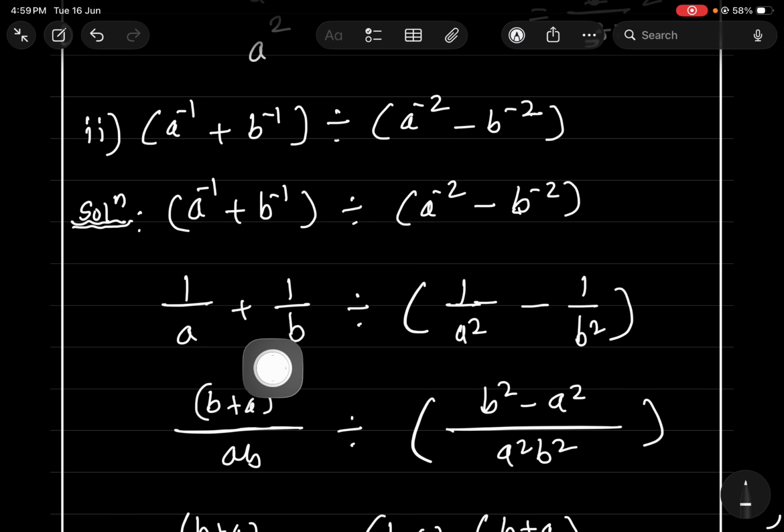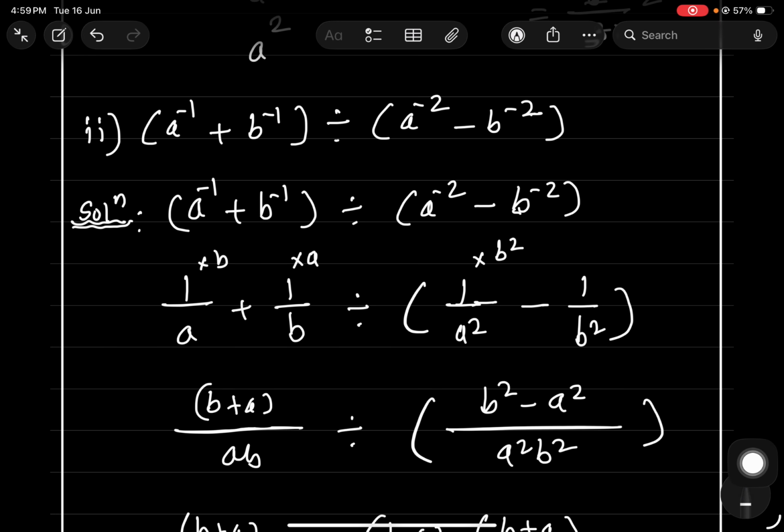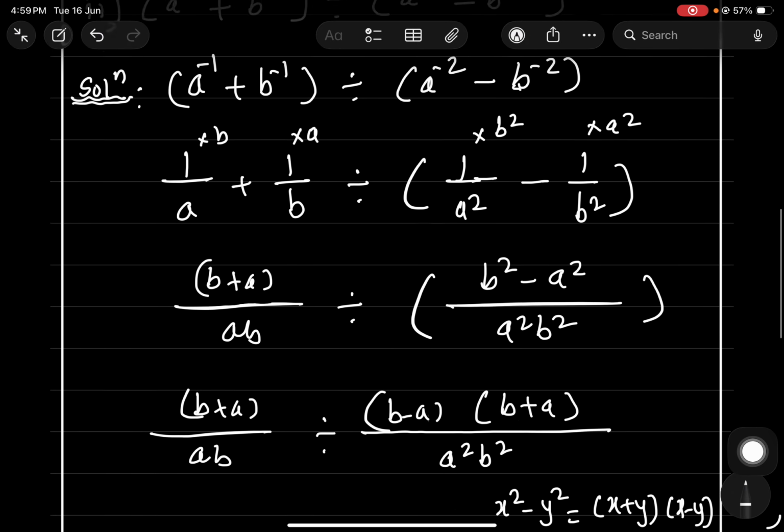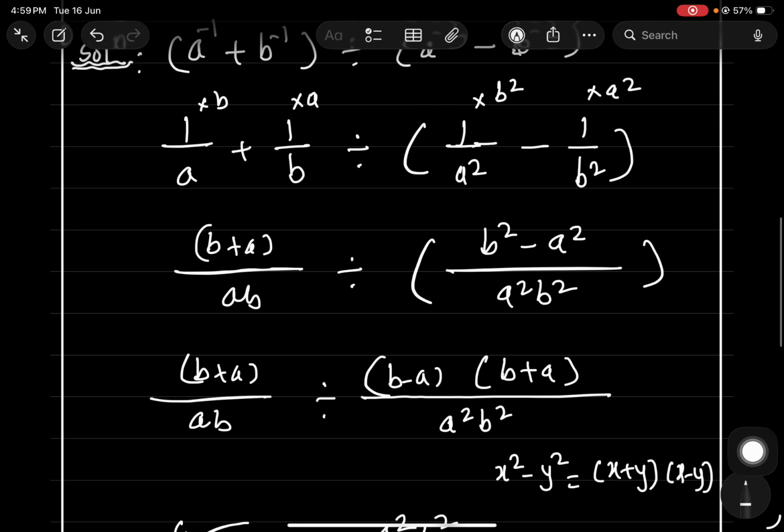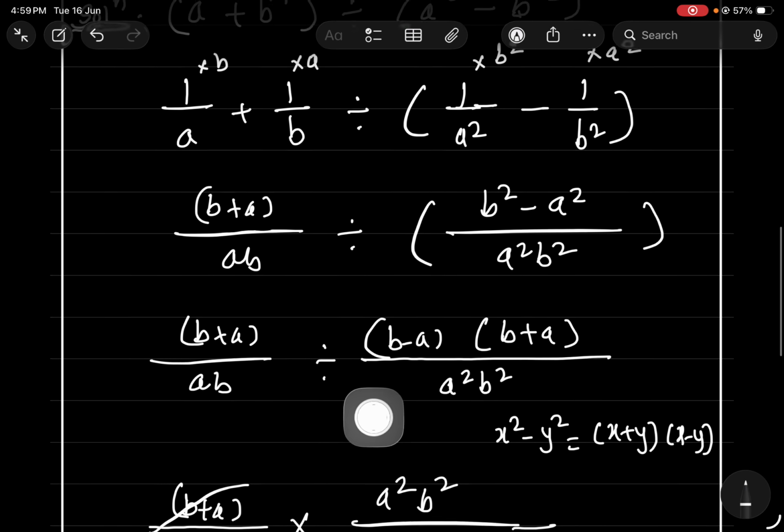Now here we have to take the addition, so we have to make the denominator the same. So how will it come? We have to multiply a into b, so here multiply by b, here by a, so b plus a will come, make the bracket, upon ab, divided by, here also the same, a square into b square is the LCM, so you have to multiply by b square here and by a square here, so b square minus a square. So b plus a upon ab as it is, divided by.